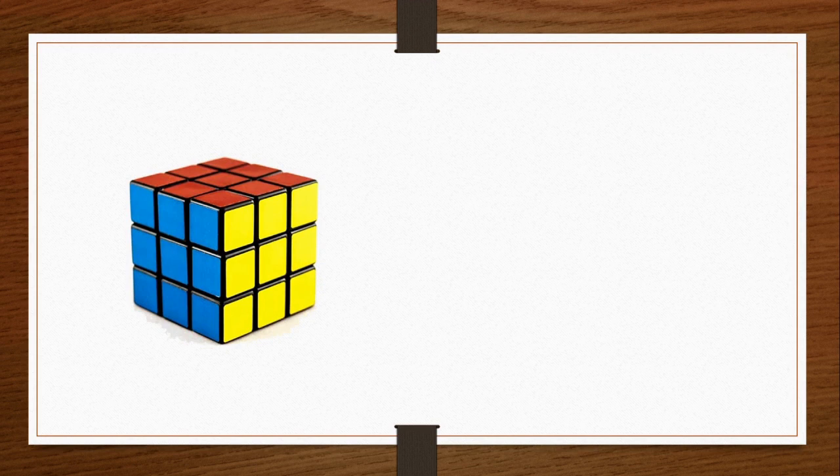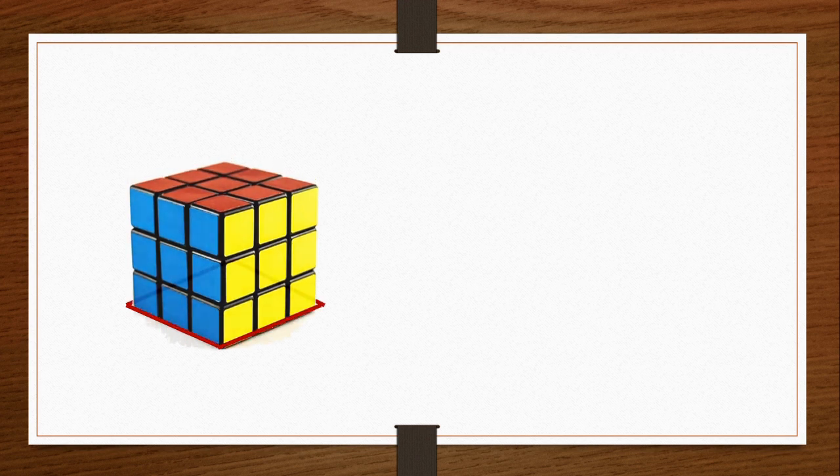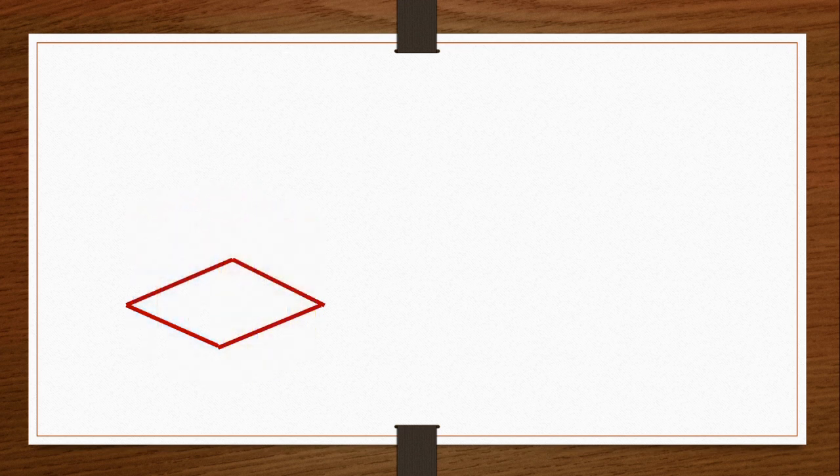Here this is a Rubik's cube. Right? You know this. You play with this, isn't it? Here also we will trace the edges of this Rubik's cube. See here. One side. Now second side. Right? Third side. Fourth side. Now I got this figure.